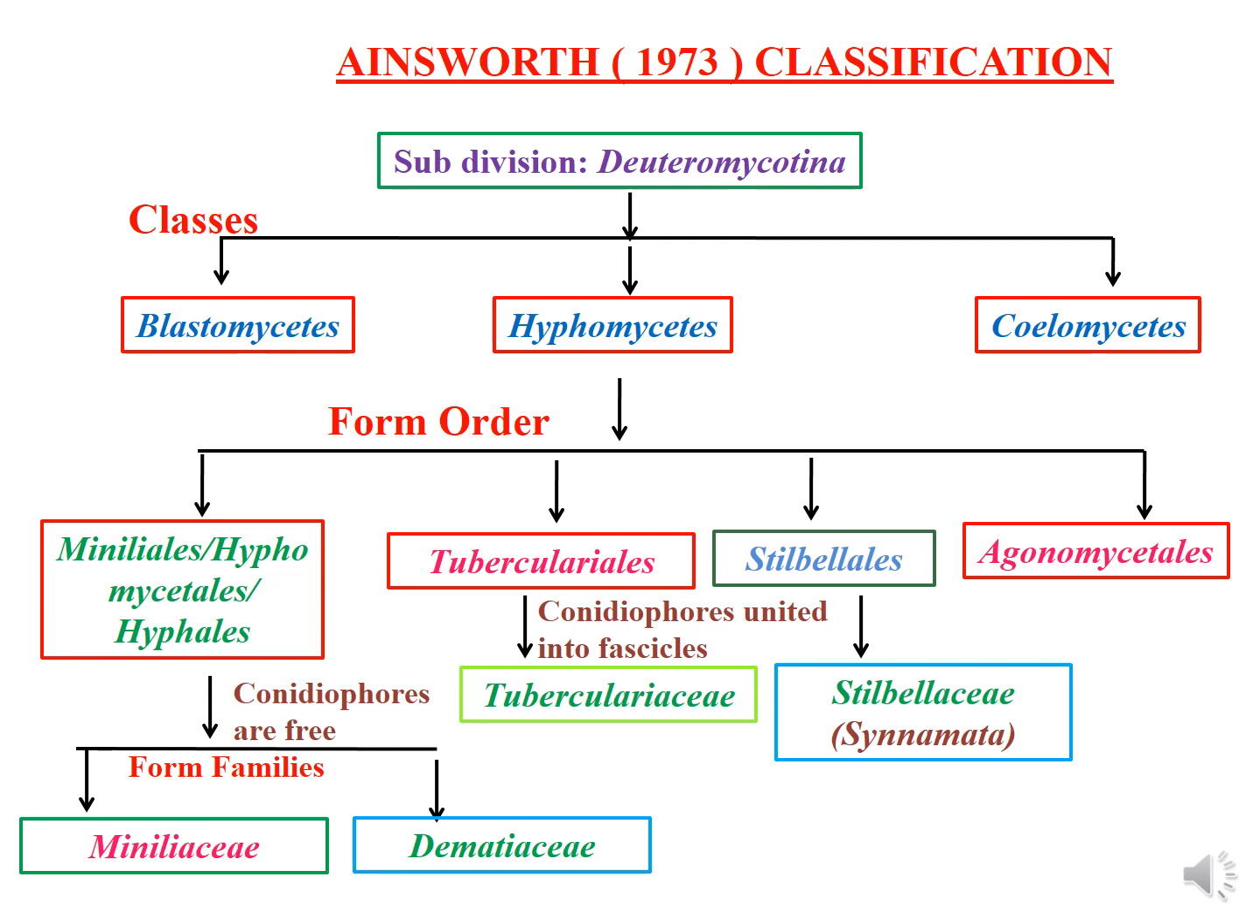In Moniliales, conidiophores are free in nature, that is they are not united, whereas in Tuberculariales and Stilbellales we can see that conidiophores are united into fascicles. Under Tuberculariales one family is there, Tuberculariaceae, and under Stilbellales one family is there, that is Stilbellaceae, and the fourth form order is Agonomycetales. We will discuss each one by one, with important characteristics and the genera included under each family.